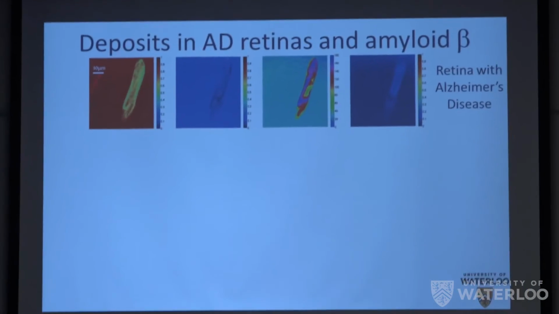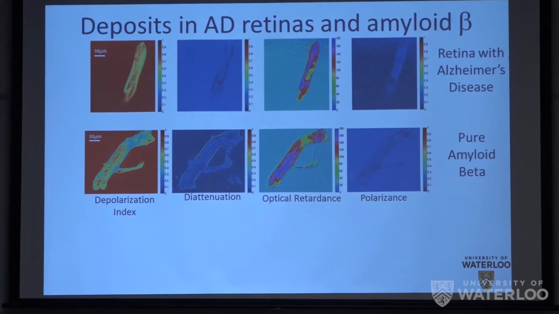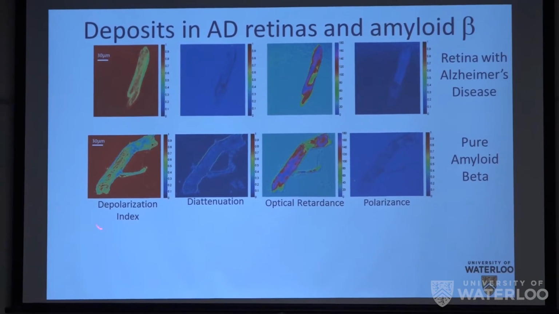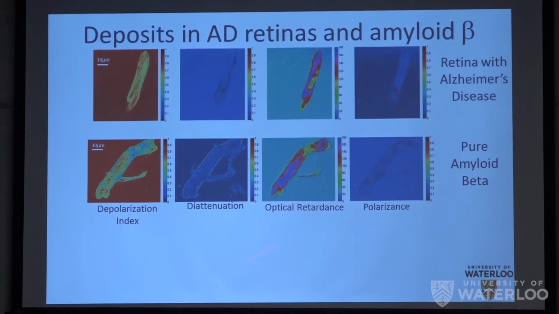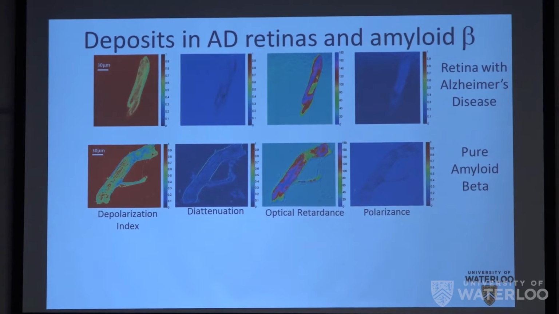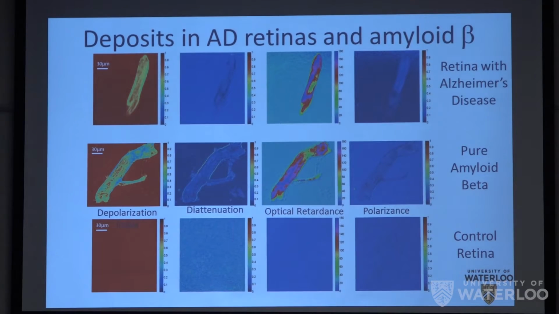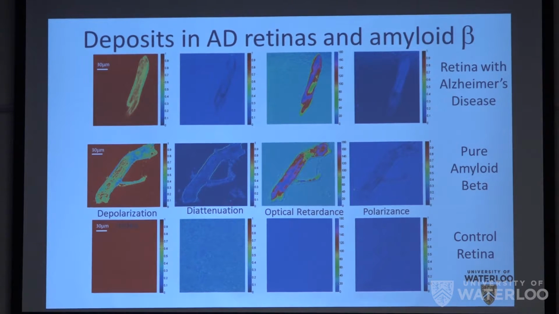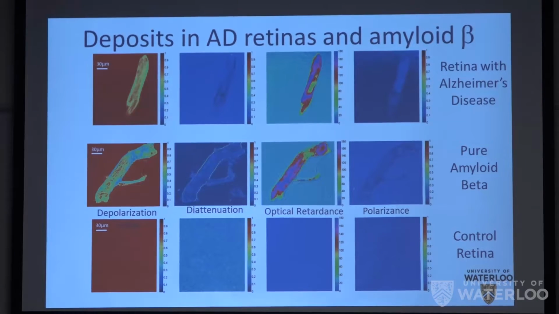So here we have the same deposit again with the same two properties that you saw previously, and below it we have a deposit of pure amyloid, which we deposited on glass, and you can see that this deposit of pure amyloid has very similar polarization properties: depolarization index, deattenuation, optical retardance, and polarizance, as what we assume is an amyloid deposit within the retina. And this is a control retina, and you can see that the retinal area is much more uniform in the control retinas, and quite low values of these properties.